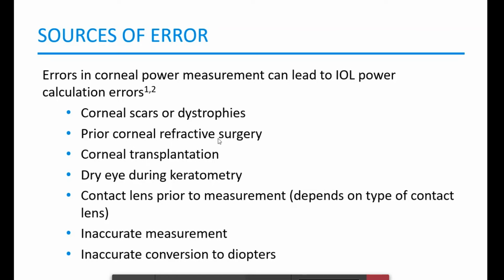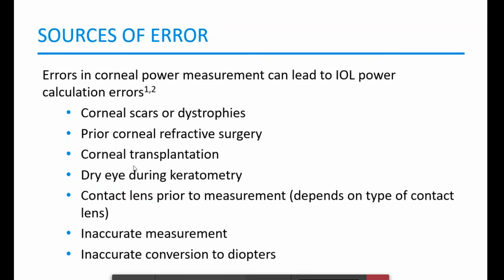Prior corneal refractive surgery also does not give you accurate cornea power readings. The reason is that keratometry works with a certain relationship between the curvature of the anterior and posterior cornea. With corneal refractive surgery, that relationship between the anterior and posterior cornea is changed. So whatever readings come out from keratometry instruments for these prior corneal refractive surgery eyes are not going to be accurate. Corneal transplantation again presents a different set of challenges.